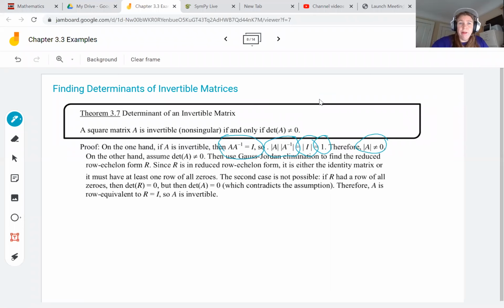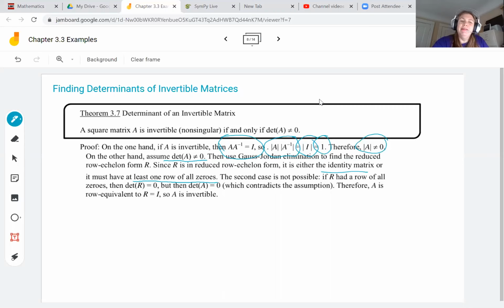So starting with the assumption that the determinant of A is non-zero, we can use Gauss-Jordan elimination to find the reduced row echelon form R. Since R is in reduced row echelon form, it's either got to be the identity matrix or it's going to have at least one row of all zeros. Well, that wouldn't be possible. If R had a row of all zeros, then the determinant of R is 0. But then that would make the determinant of A also 0, which contradicts our assumption that the determinant of A is non-zero. So therefore, A must be row equivalent to R, which equals the identity, so A is invertible.